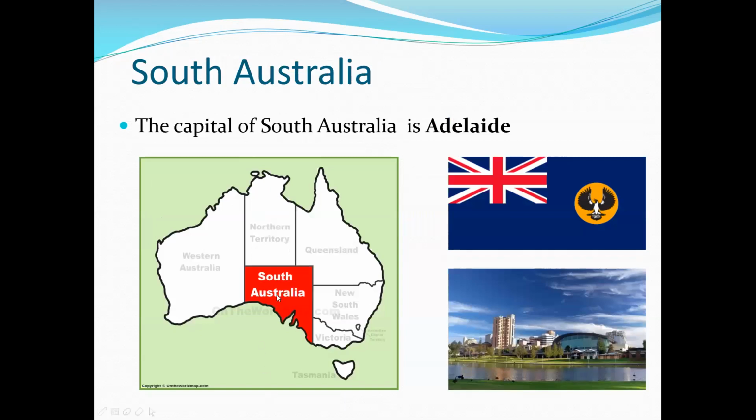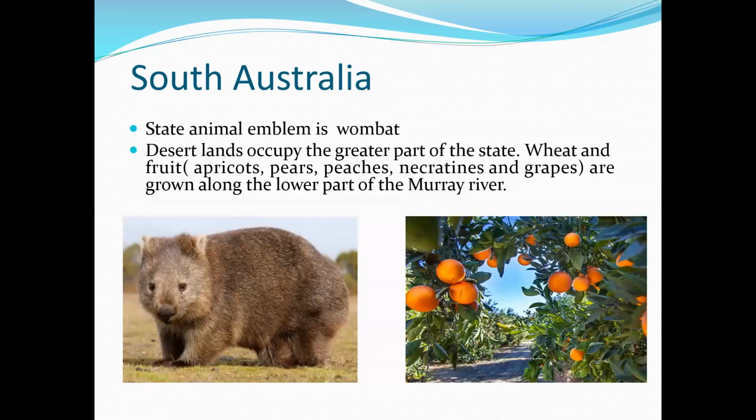South Australia is the third largest state. Most of South Australia's people, farms and industry are in the southeastern part of the state. Adelaide is the capital and the largest city here. The state emblem is the wombat. Wheat and fruit, apricots, pears, peaches, nectarines, and grapes are grown along the lower part of the Murray River.